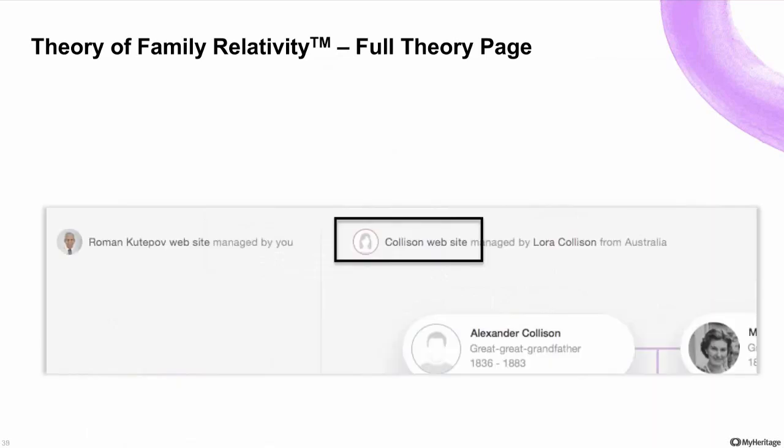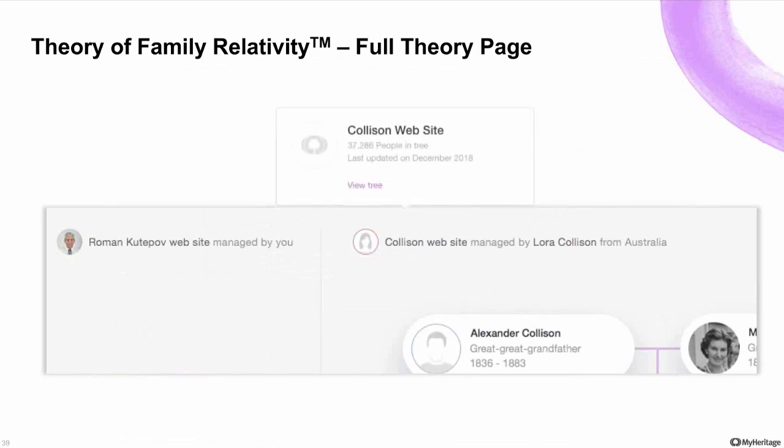So if we zoom for a second on the top there, we're talking about the Collison website, and you can always hover over that name to get a little bit more information, such as how many people exist in the tree on that site, when it was last updated, and there's also a hyperlink so that you can go and view the tree and decide for yourself whether the information there makes sense or not. You can also contact the manager of the site to get more information. All right.